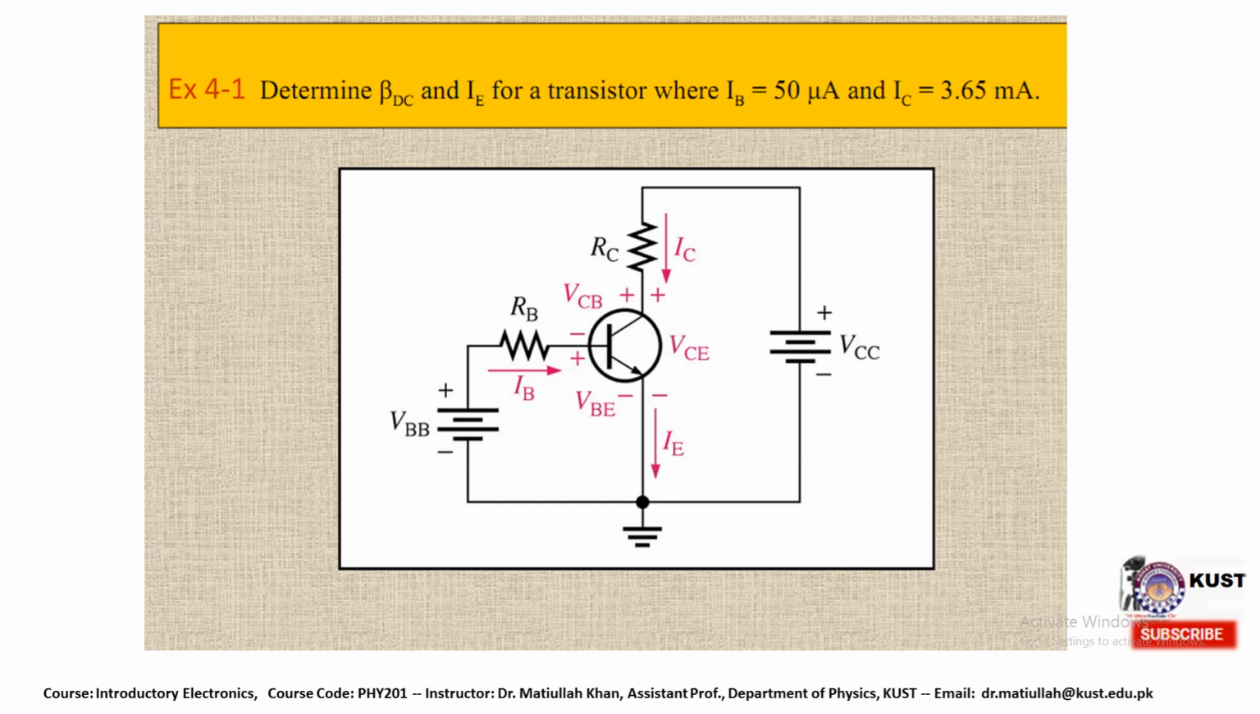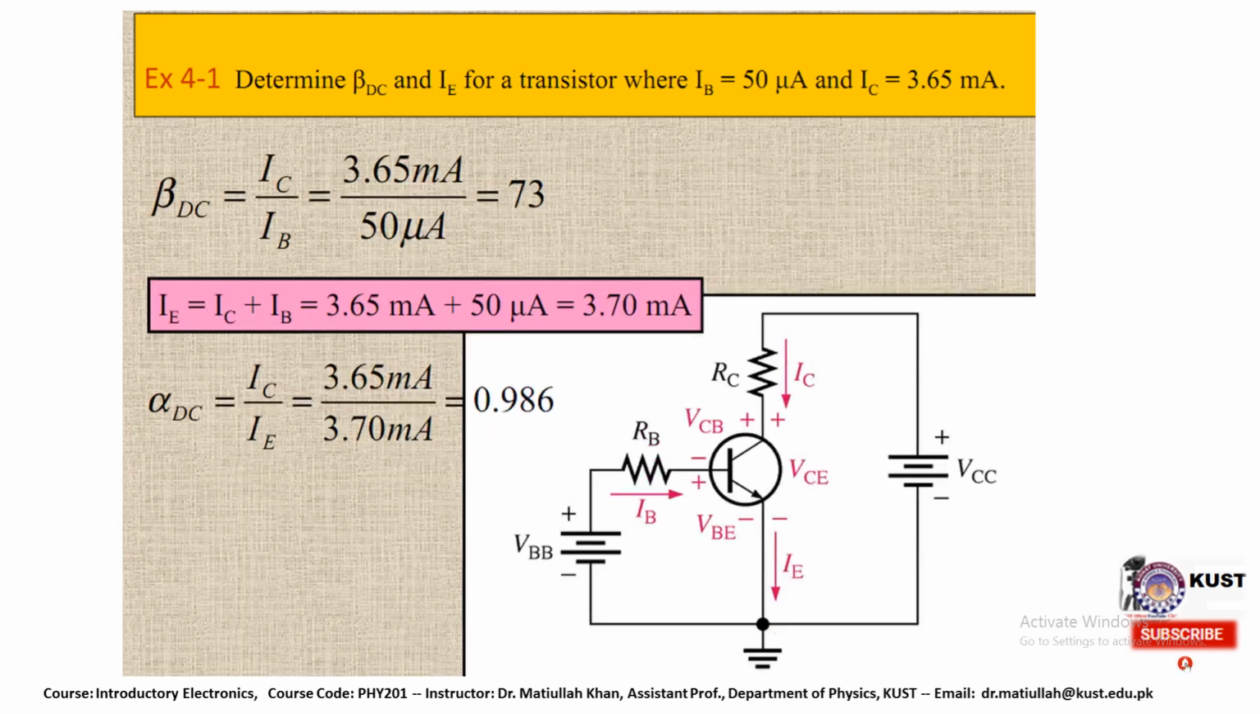What do we need to calculate? We need to calculate the emitter current. That is very easy, because the emitter current is the sum of the base current and the collector current. Similarly, we also need to calculate the beta DC. So let's come to the next slide to understand the beta DC and emitter current.